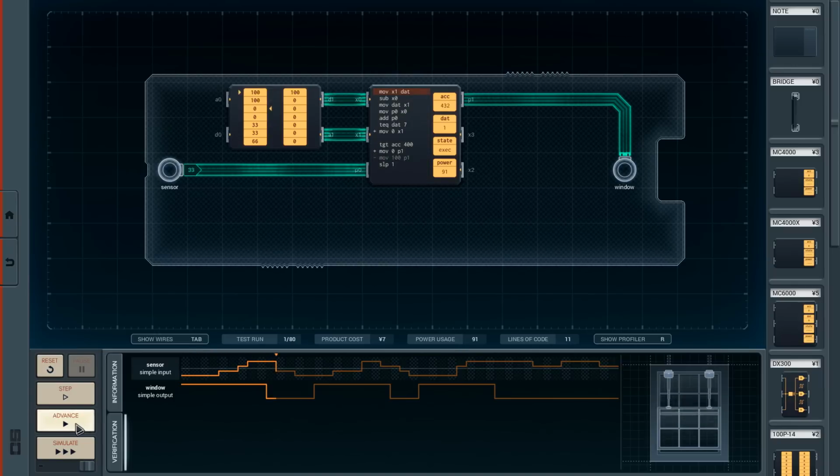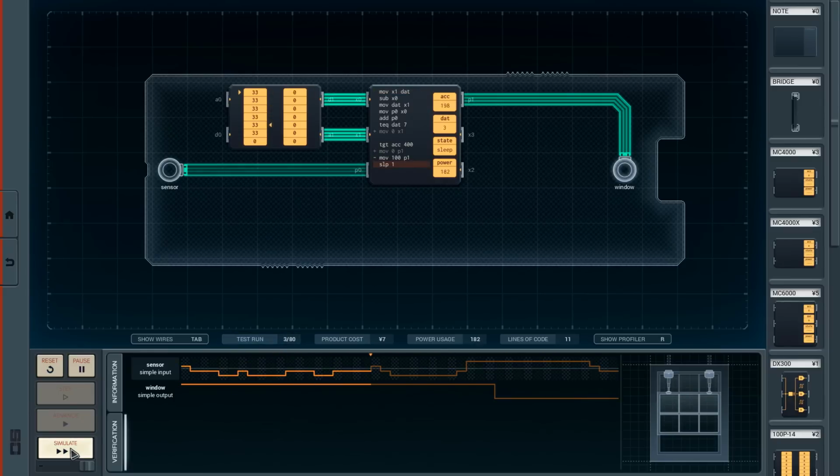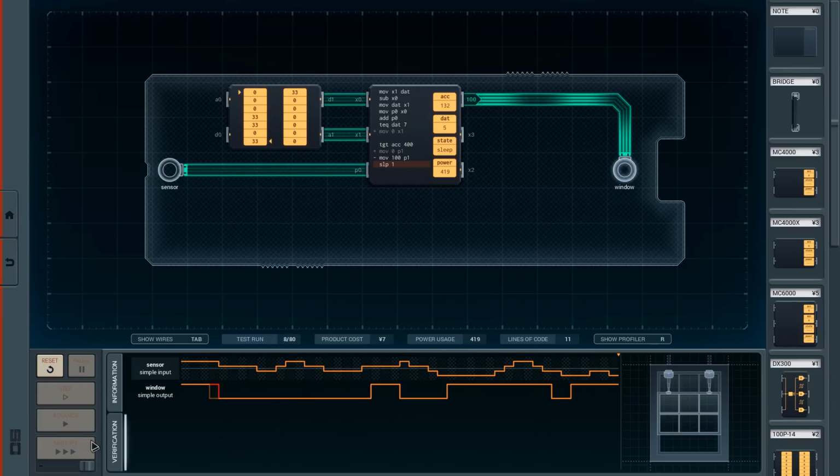Advance. Window open. Windows closed. Window open. Okay. Simulate. Look at that window. Just waiting for the pollution to... Oh! Oh man, what happened here? What exactly happened? So the window closed. The window closed late. So why did it close late? We're reading from this.